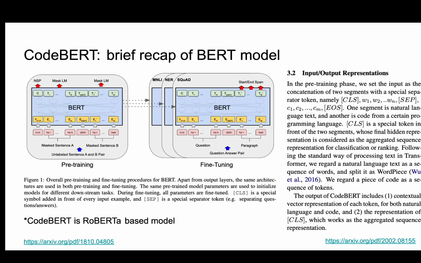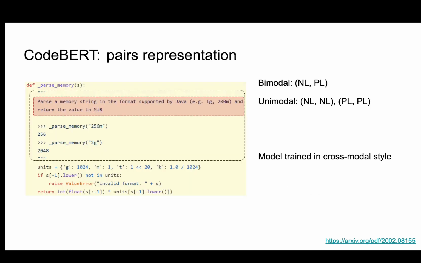The model learns to output a contextual vector representation of each token for natural and code languages, and the representation of the CLS token, which works as an aggregator of the sequence representation. CodeBERT uses bimodal input as natural language and programming language pairs, and unimodal data as natural language and programming language alone.